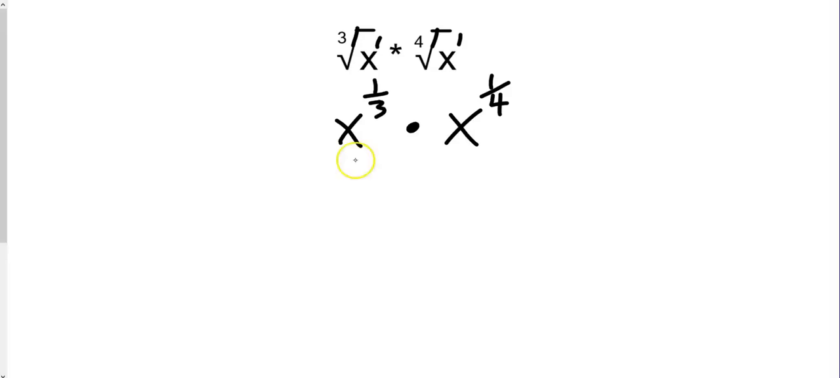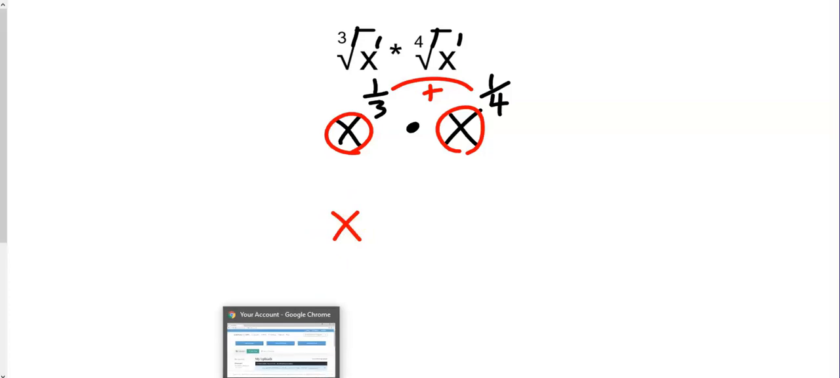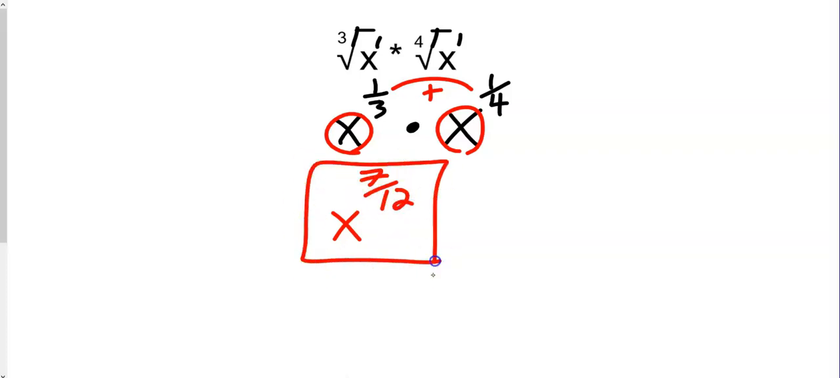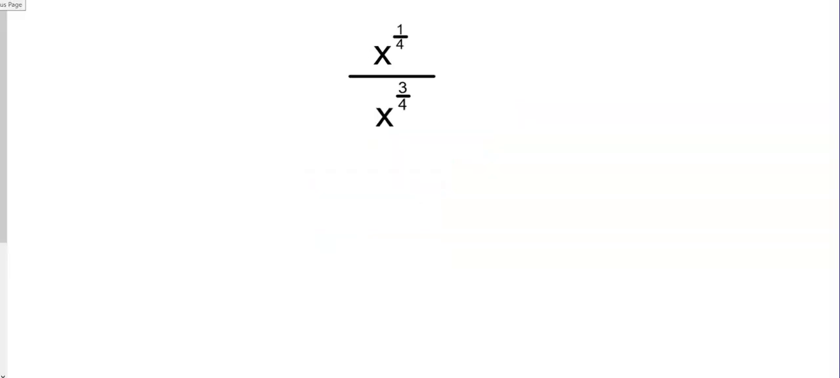So, since these are the same bases, all we have to do is take our powers and add them. So, if I take 1/3 plus 1/4, I get 7/12. Again, let the calculator do that work for you. Go to your calculator, alpha y equals, put in the 1/3, then hit the plus sign, go back to alpha y equals, put in the 1/4, and it will kick out 7/12 for you. All right, the next guy.